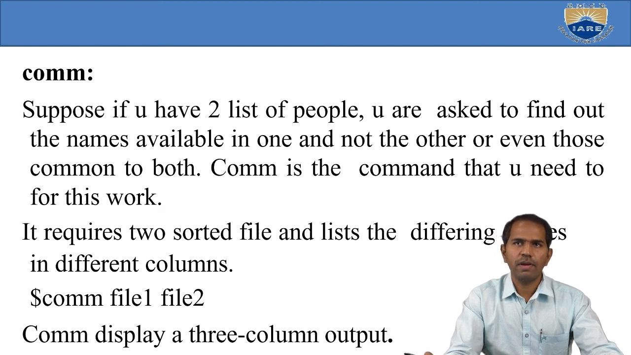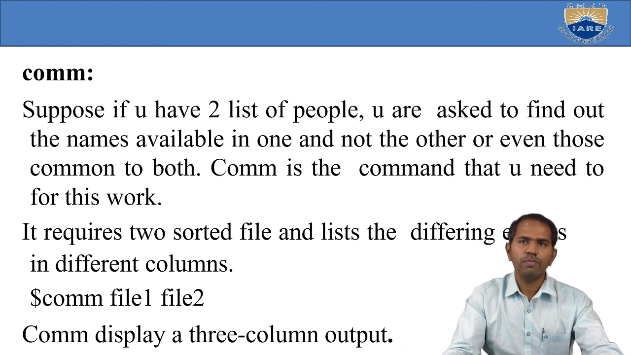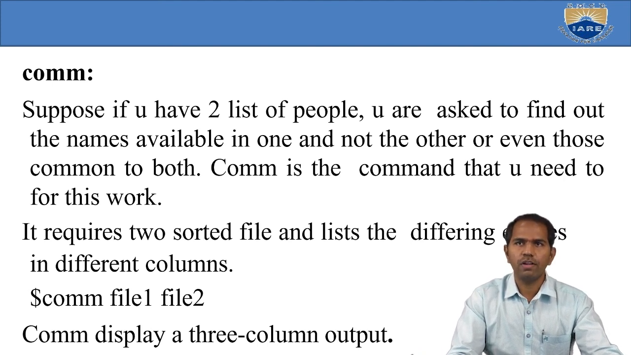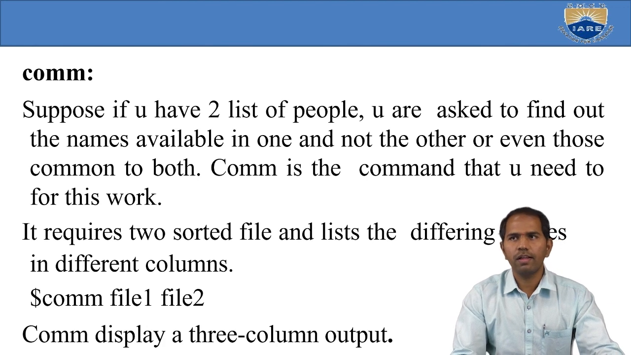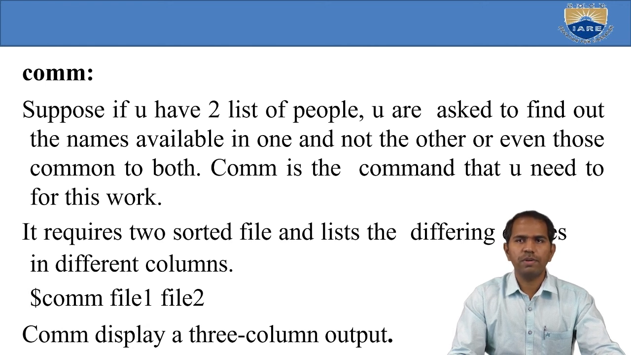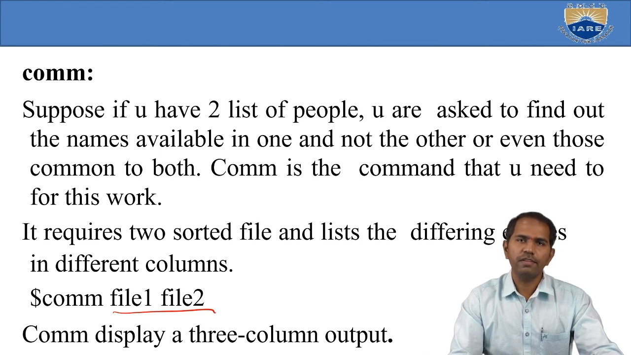Another command is comm, for communications. It compares two lists. If you have a list of two people, you may be asked to find names available in one and not in the other, or even those common to both. Sometimes these situations arise. Then we use comm with file 1 and file 2, which displays output in a 3-column format.